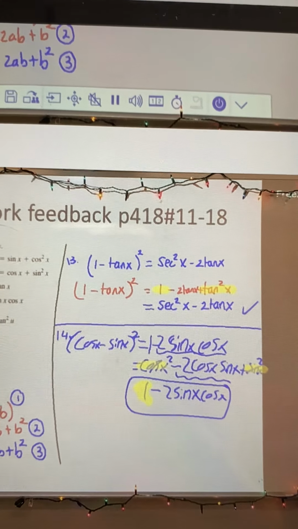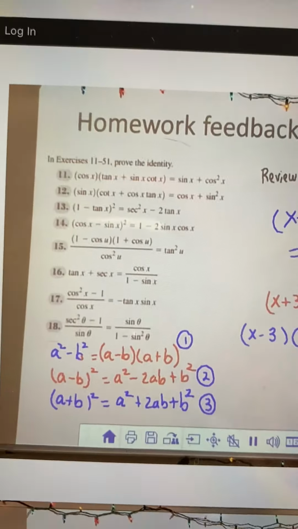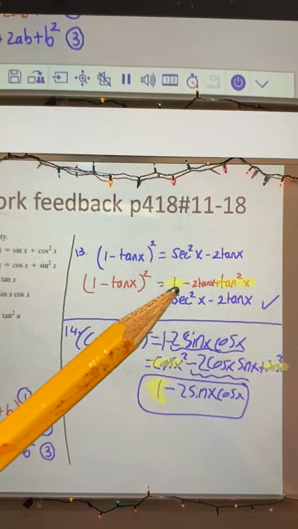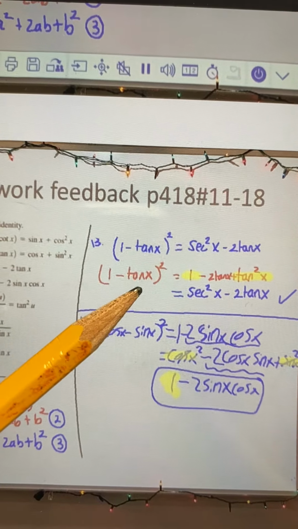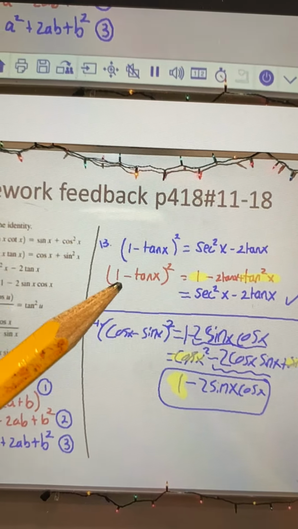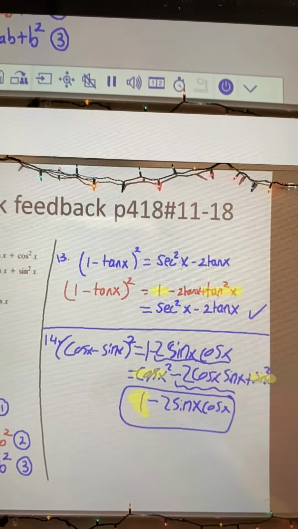So I used the special identity. Let me see, I numbered them. I used number 2 because you can see parentheses and a square. That will be a squared, so first term squared, minus 2 multiplied by first multiplied by second, so 2 multiplied by 1 is just 2, multiplied by tan is 2 tan, plus b squared, the last term squared. 1 plus tan squared is secant squared, and that's what we need, and minus 2 tan, and it's done.